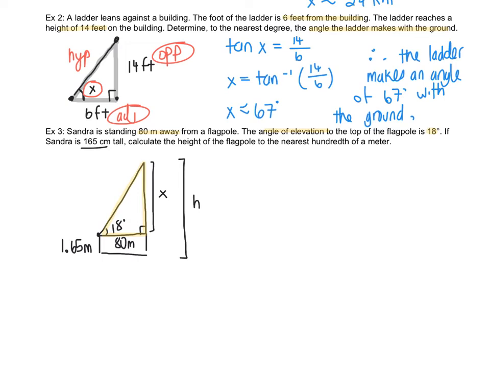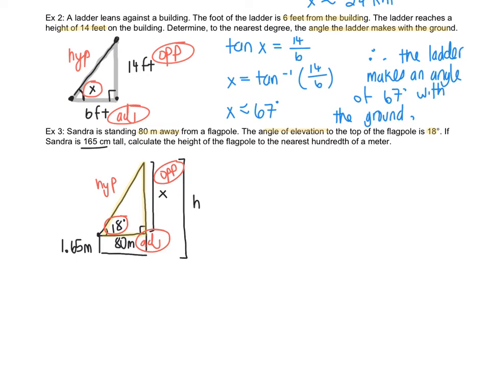So let's go ahead. Now that we have our diagram, 18 is my reference angle, X is opposite, 80 is adjacent, and the blank side is hypotenuse. So once again, we are looking for opposite and we're given adjacent, so we will be using tan once more. So I want you to pause the video and try to finish this question on your own. So solve for X, and once you have X, add on that 1.65, and remember, round to 2 decimal places.